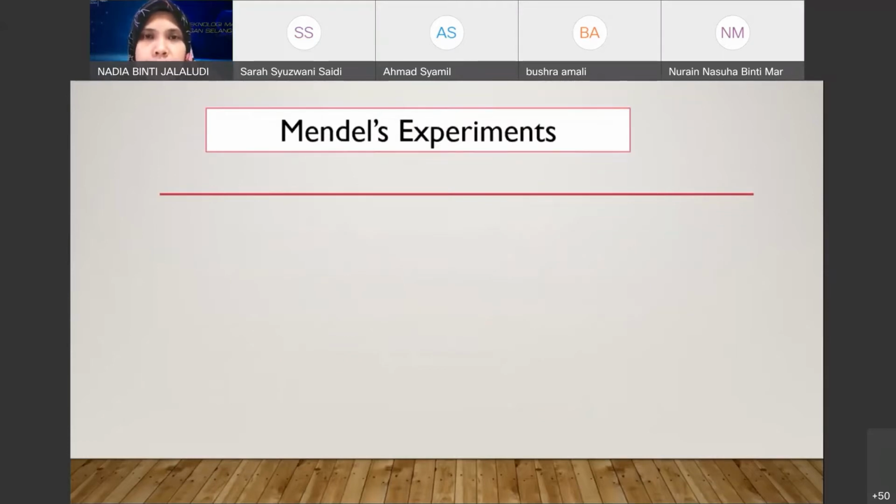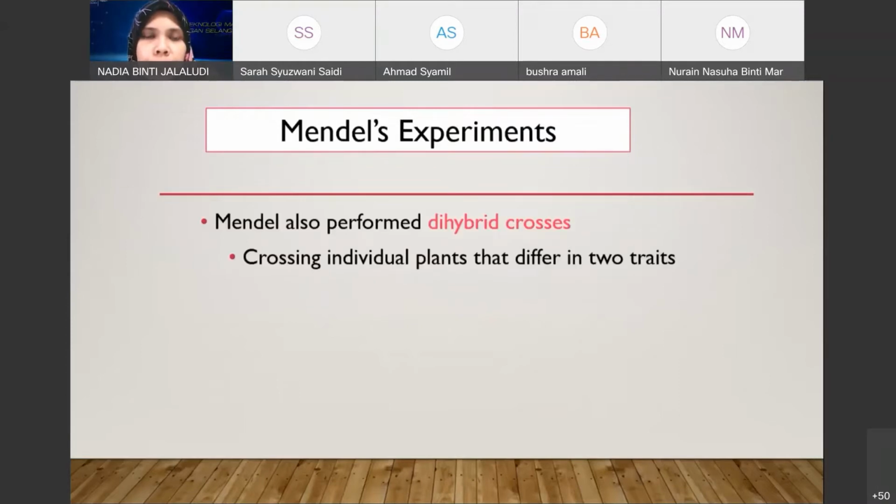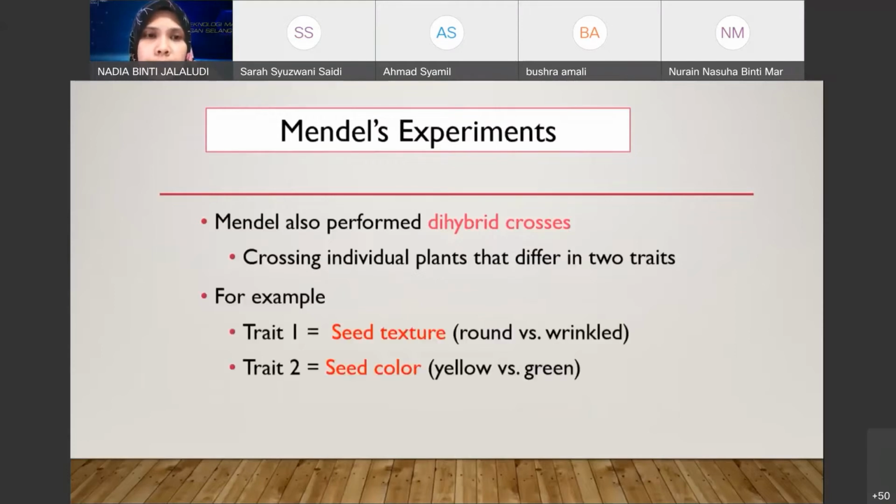Okay, so again, Mendel's experiments. Banyak eksperimen Mendel ni. So aside from monohybrid, Mendel also performed dihybrid crosses, which means it crosses individual plants that differ in 2 traits. So sebelum ni kita tengok 1 trait je kan. So now dihybrid cross, kita tengok 2 traits. For example, trait 1, we look at the seed texture, whether it is round or wrinkled. And then trait 2, kita tengok the seed color pula, which is yellow versus green.